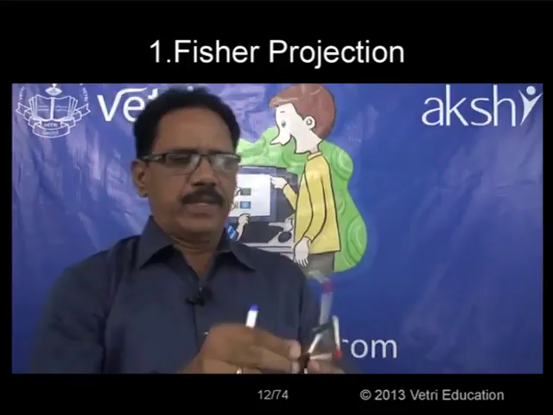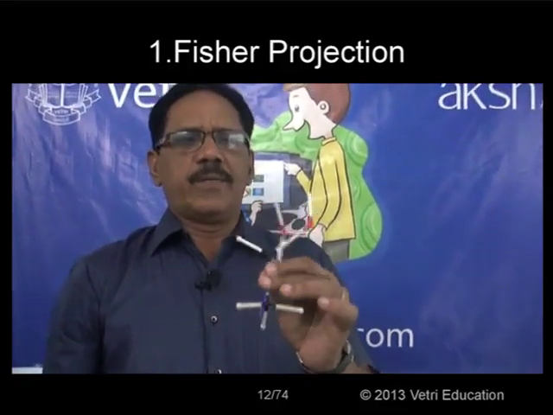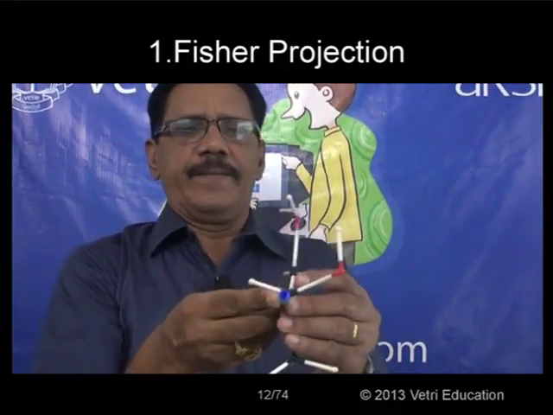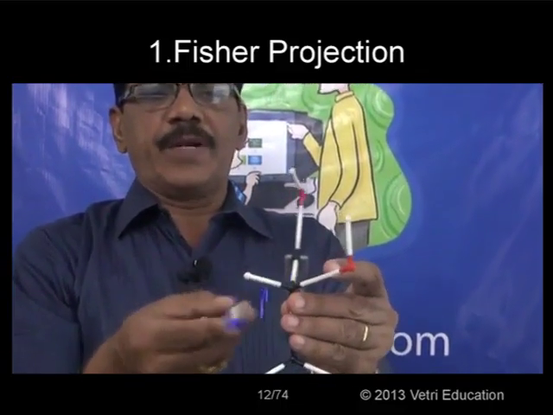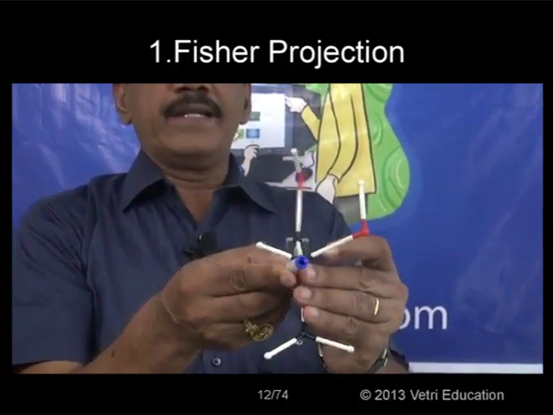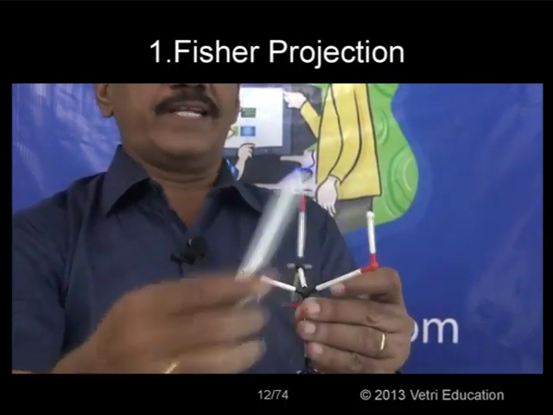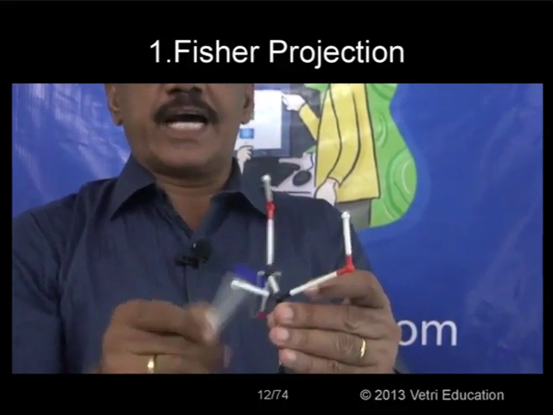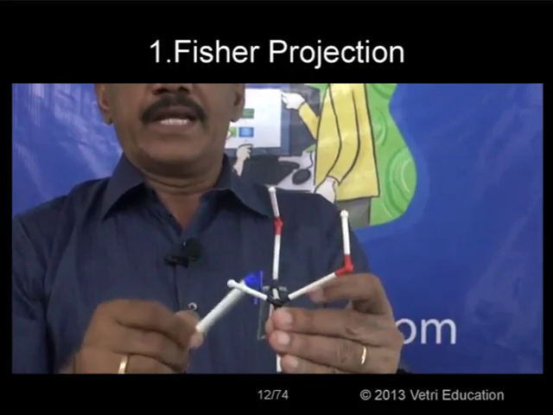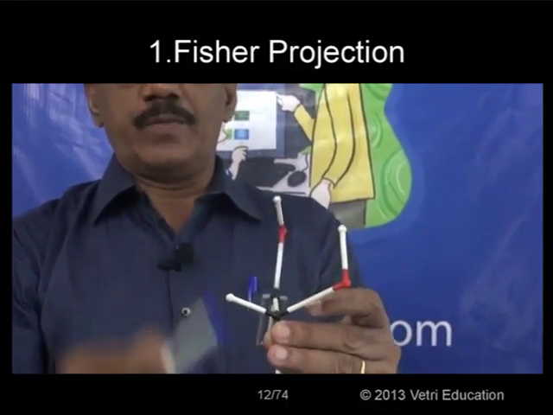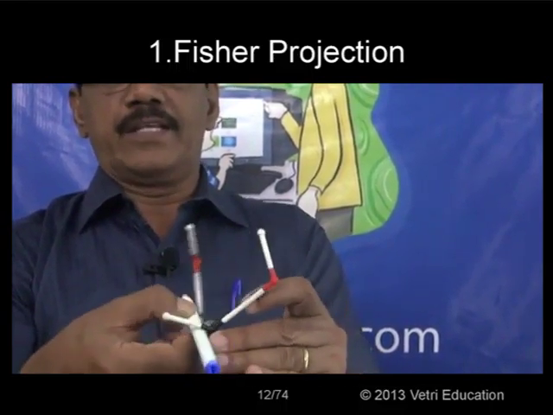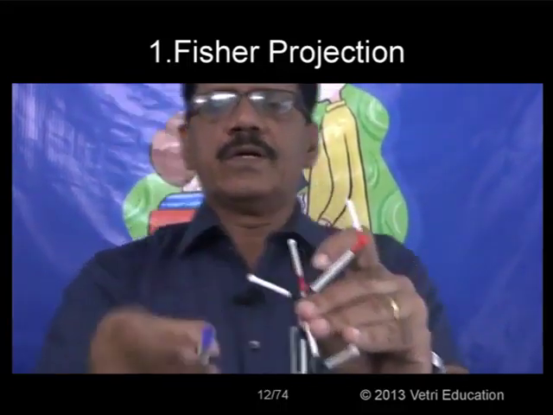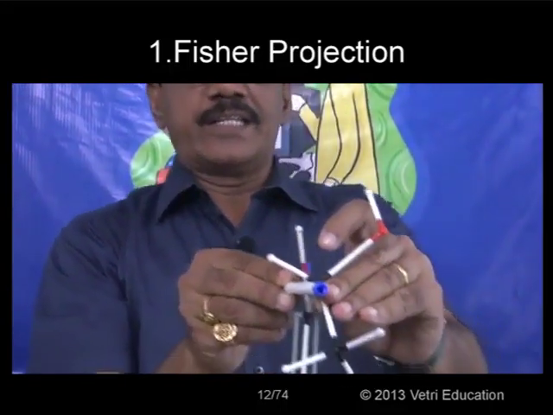Now I will show you the model again. Kindly follow me. This is the model. This is the plane, and the asymmetric carbon is in the plane. Above the plane, on your left H and on your right OH, pointing towards you. This is the carbon, in the plane. Now, below the plane are the carboxylic group and the CH3 group. Can you follow me? This is the plane, and below the plane are CH3 and COOH.